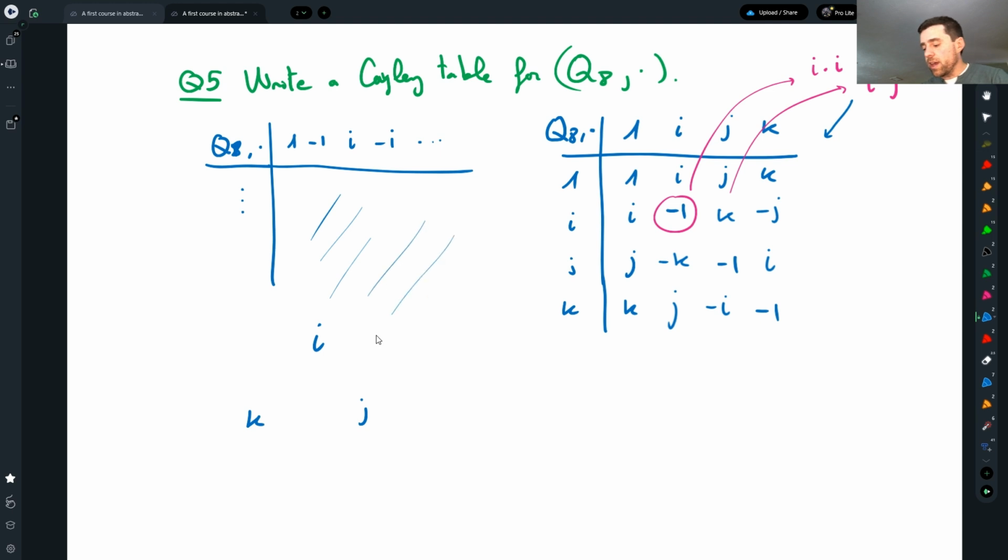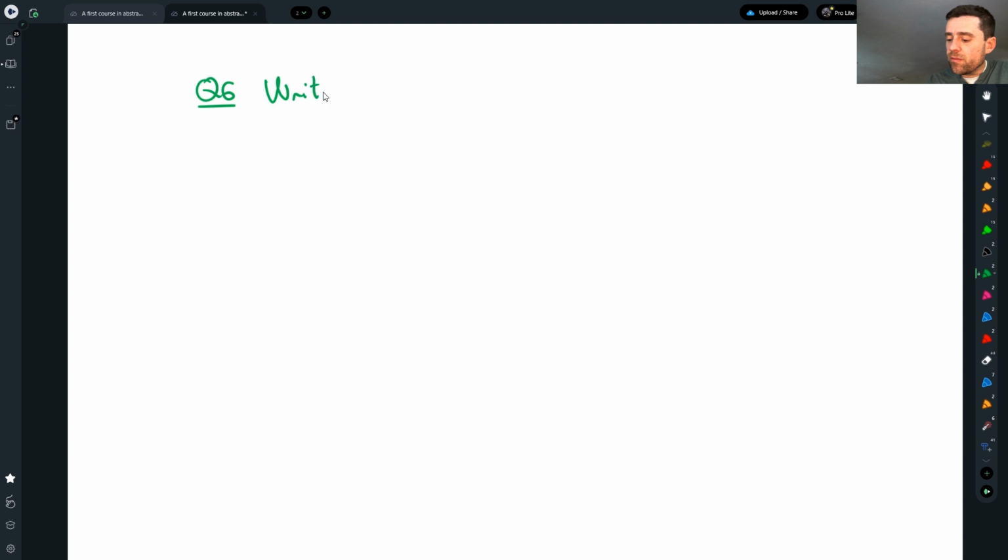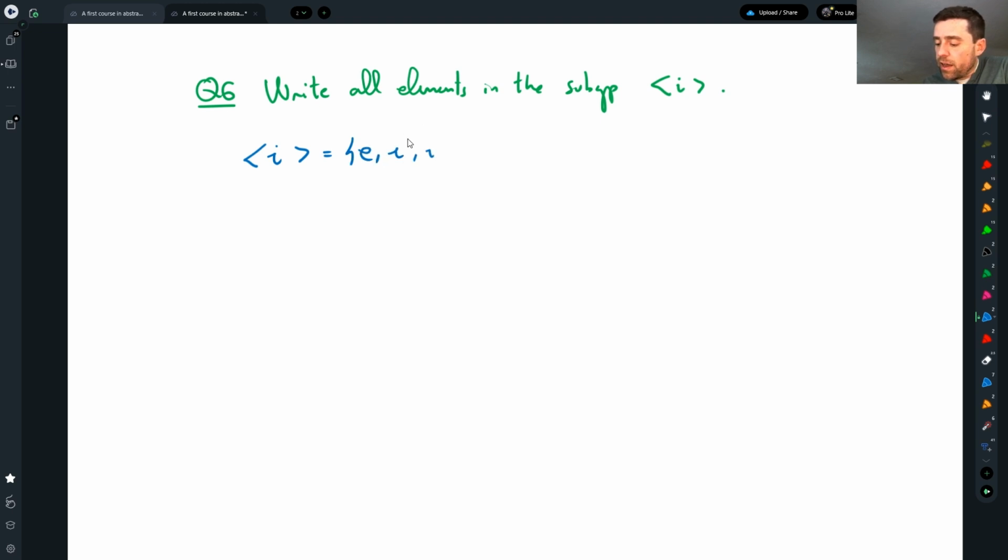You could do a complete table or this sort of abbreviated table because we know how minus 1 works. Let me ask a new question. So how about: write all the elements in the subgroup generated by i. Remember that a subgroup generated by one element will be, well, the identity, and then i, and i squared, and i cubed, etc.